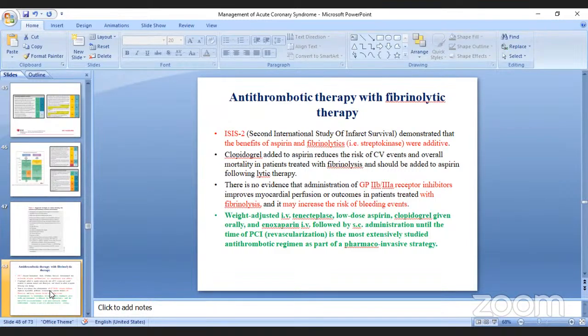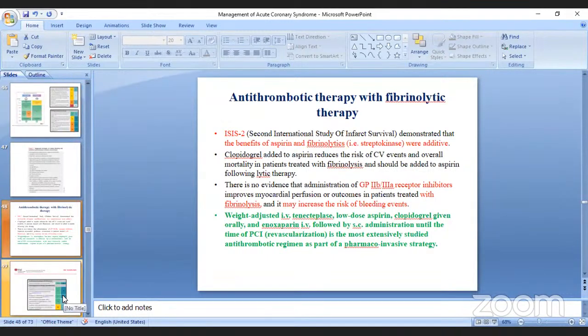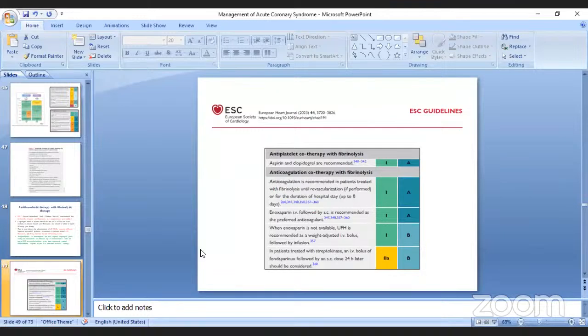Antithrombotic therapy with fibrinolytic therapy, the combination, the benefits of aspirin and fibrinolytics were additive in the ISIS-2 trial. And clopidogrel added to aspirin did reduce the risk of cardiovascular events. So the most commonly studied and most extensively used pharmacoinvasive strategy is a weight-adjusted dose of IV tenecteplase with a low-dose aspirin, clopidogrel given orally, and enoxaparin IV followed by subcutaneous administration until the time of PCI. So this is the most commonly studied and used antithrombotic with fibrinolytic regimen.